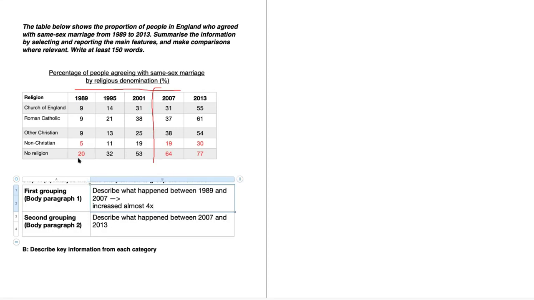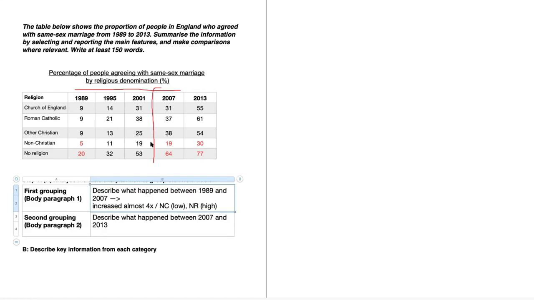And I am going to discuss how no religion and non-Christians show both the highest and the lowest amount of support. So I'm also just going to include that. I'll write non-Christian as lowest support and no religion as highest. Now, of course, my table is going to have abbreviations. Your table might look a bit different, but it's just important that you are able to understand this.